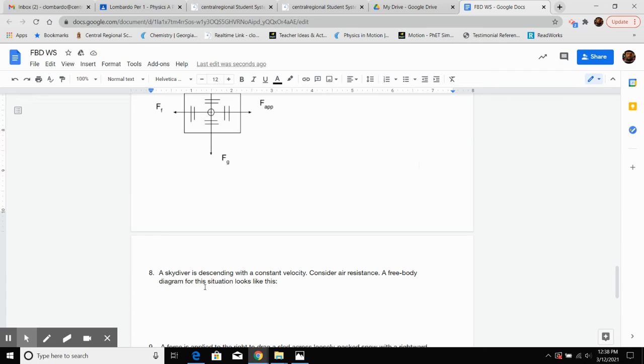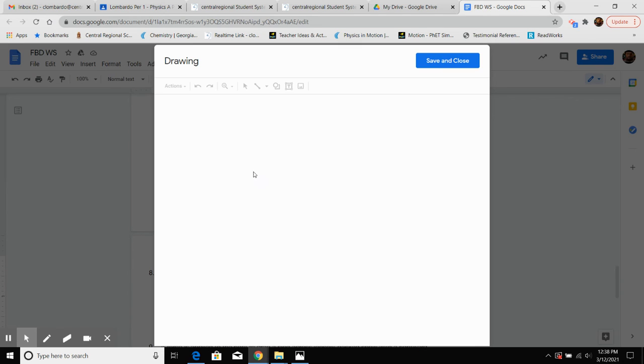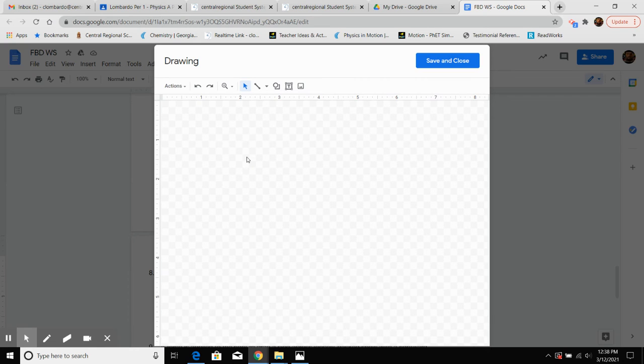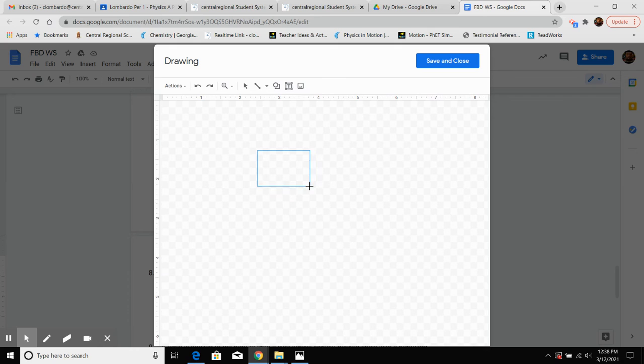Number 8, a skydiver is descending with a constant velocity. Again, big idea here, considering air resistance. All right, so insert drawing. And here we go. Shapes. No, that's text box. Shapes. Square. Box. Fill color, transparent. Circle. Shape. That's what we want. Centerpiece, or close enough. Again, if it's not perfect, guys, don't freak out about it.